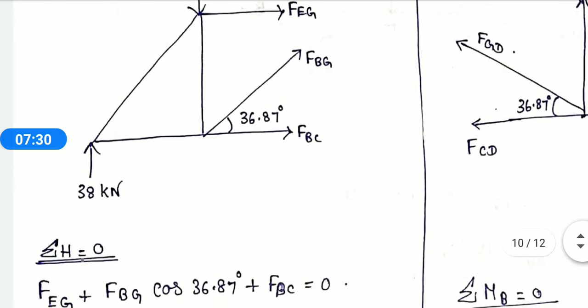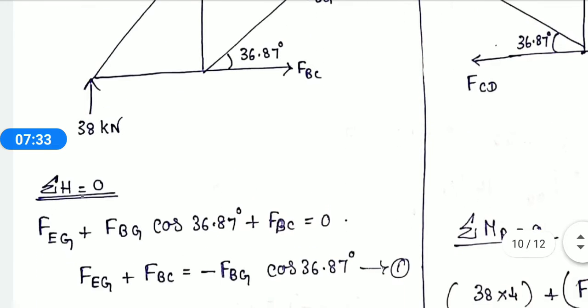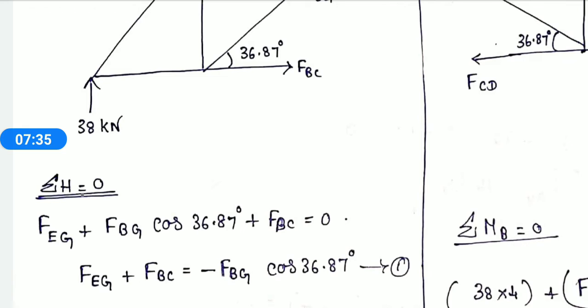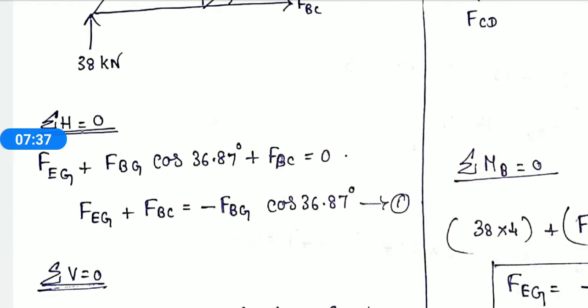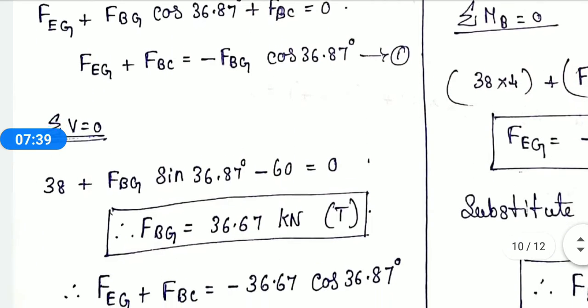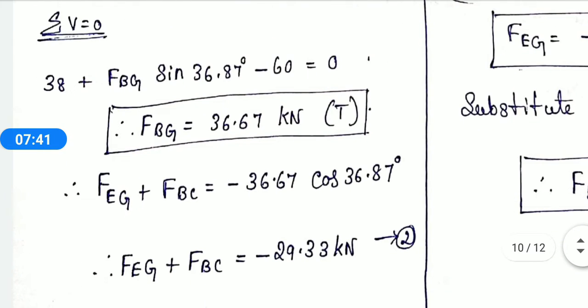Same usual step, you have to apply the equilibrium condition. Summation of H is equal to 0. In that you will get one equation. Then you do it for summation of vertical forces equal to 0. When you do that, you get a value of F of BG equal to 36.67 kilonewton. Since it is positive, what does that mean? It is a tension member.